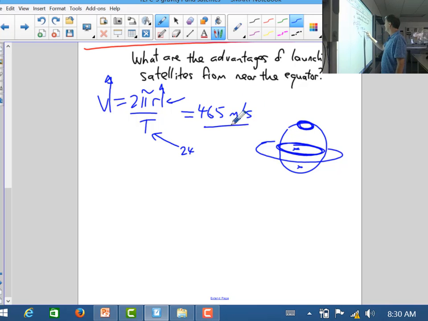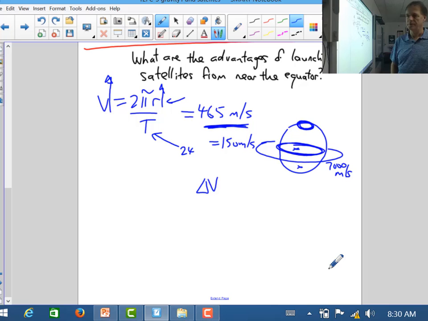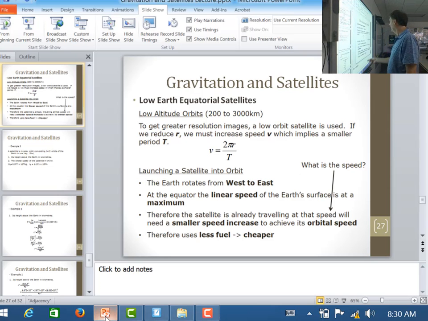If you've already got this speed here near the equator, to achieve an orbiting speed of maybe, say, 7,000, the increase in speed you need is smaller than if you start at, say, 150 metres a second. And if the increase in velocity needed is less, you can use less fuel to get up there, and therefore it's cheaper. So you can look at that in this PowerPoint here as some key points.